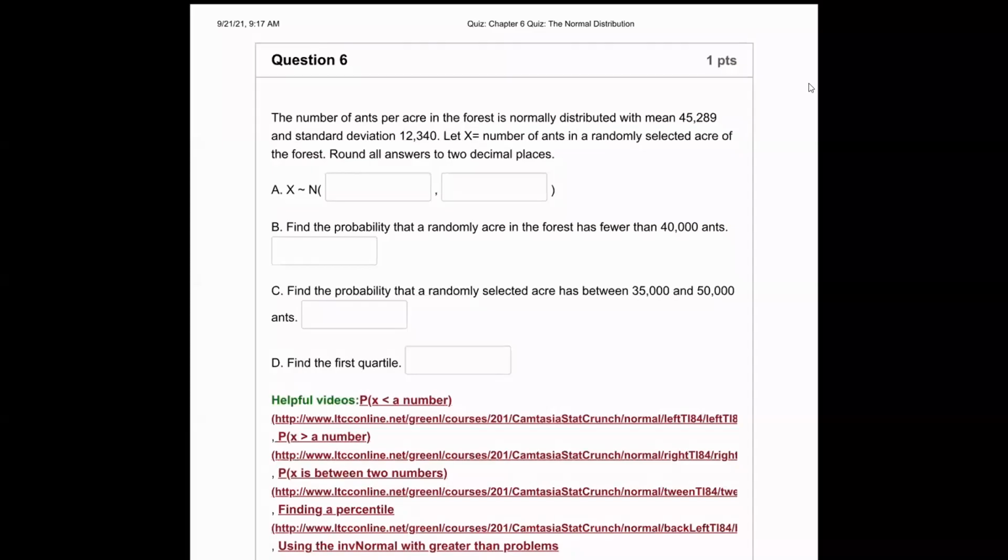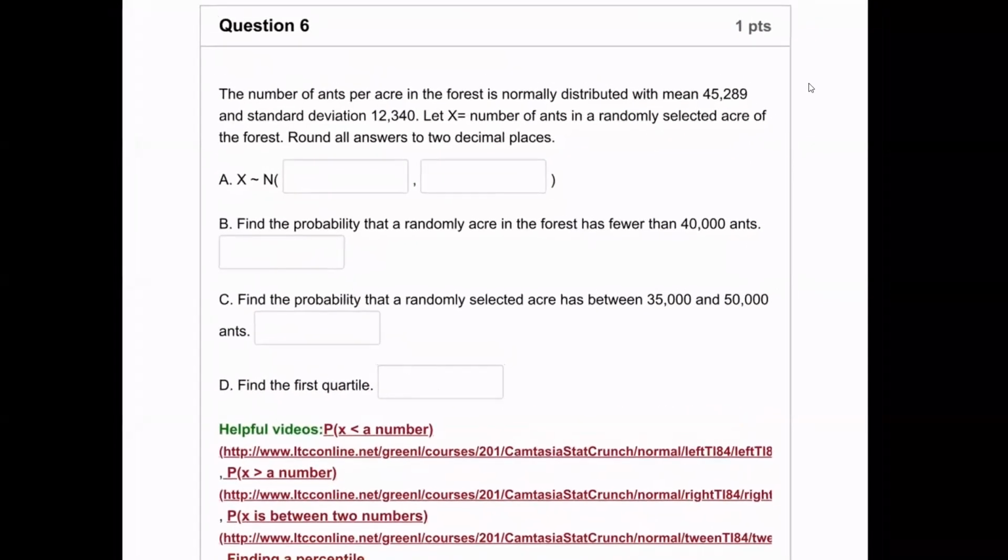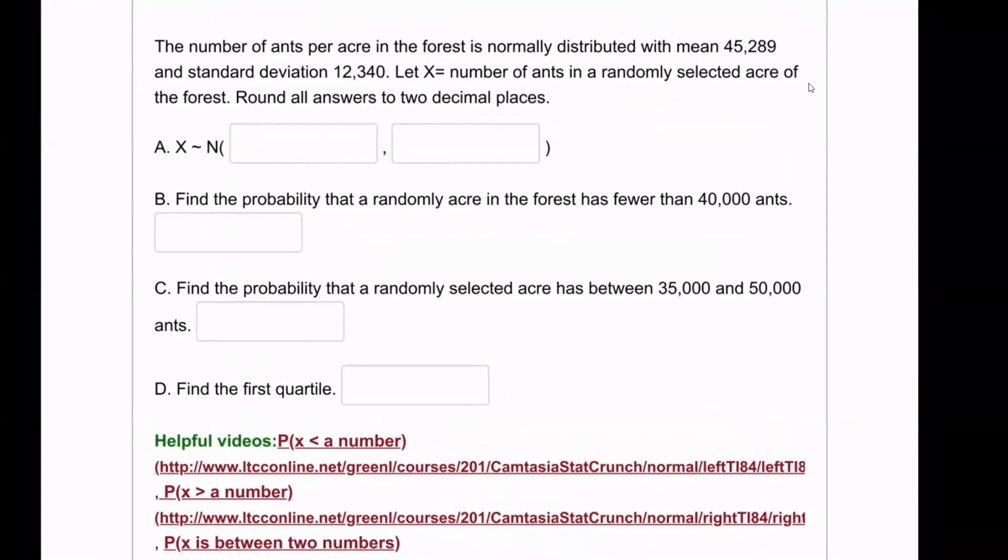Okay, so this question is all about the ants. It says the number of ants per acre in the forest is normally distributed with mean 45,289 and standard deviation, that 12,000 number. Actually, the number of ants randomly selected, blah, blah, blah. So this just means N for normally distributed, and we always put the mean here and the standard deviation there.